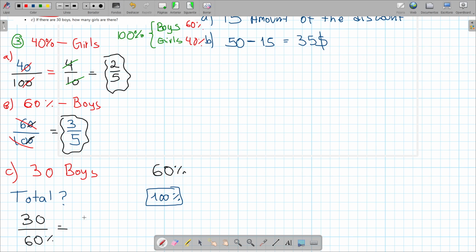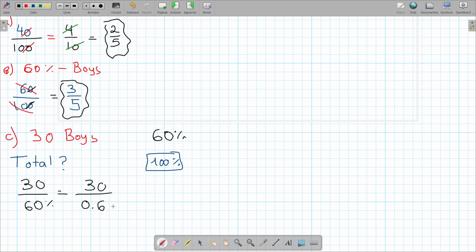Of course, we don't have to do it this way. We have to do it like this. As you know, as a division, we do the division. We have 30 divided by 0.6. We have to move one place. We add a 0, and here we add a 0. And we have 300 divided by 60.